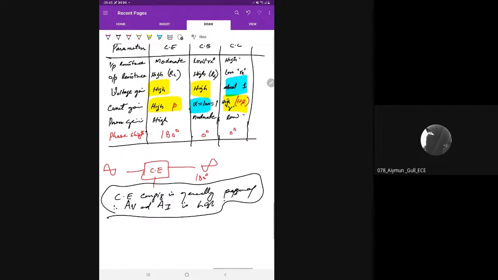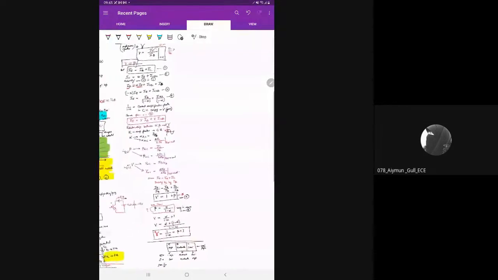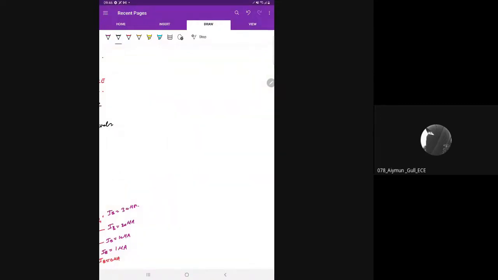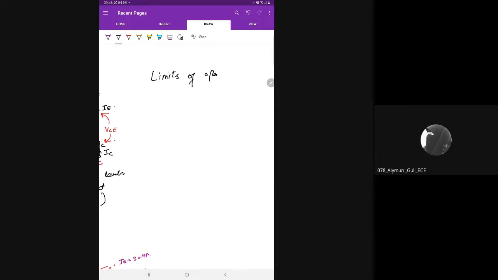Now the second topic is limits of operation. So whenever we operate a BJT, what are the various limits of operation? Limits of operation for BJT. BJT को किस लिमिट तक आप ऑपरेट करा सकते हैं? Okay.